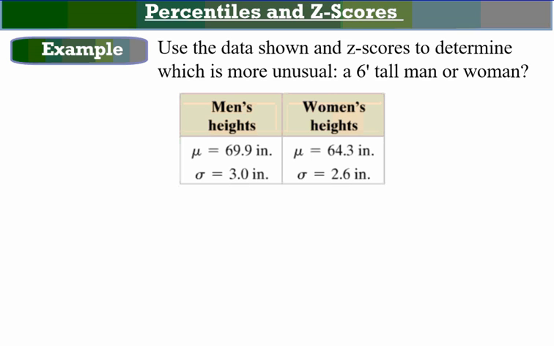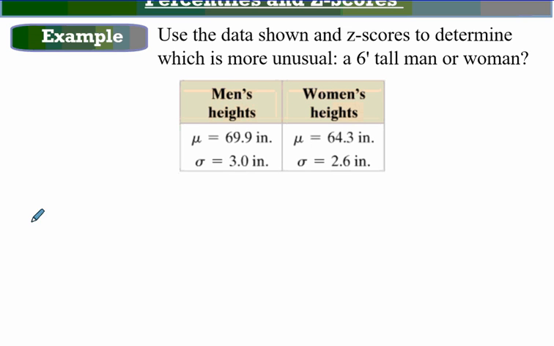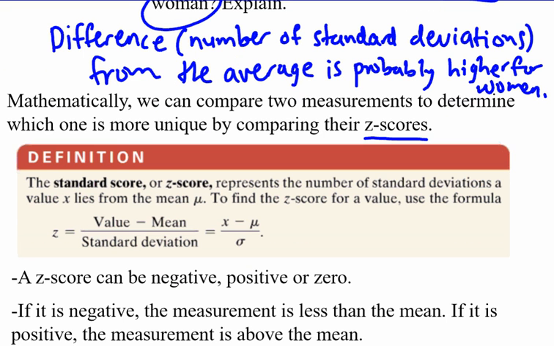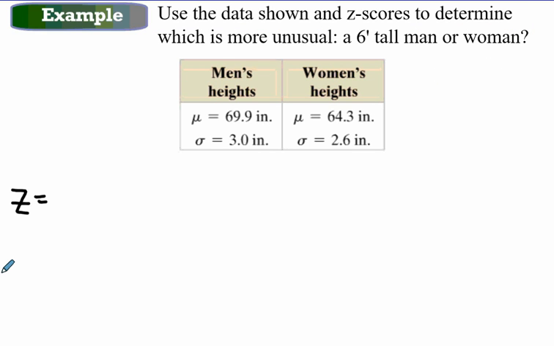So let's do the first. The men's average is 69.9 inches. So the standard deviation Z, if I go back to the definition, is the actual measurement minus the mean. The actual measurement, a 6-foot-tall man, is 6 feet. If I want to get it into inches, in 1 foot there are 12 inches. Just doing a little dimensional analysis.